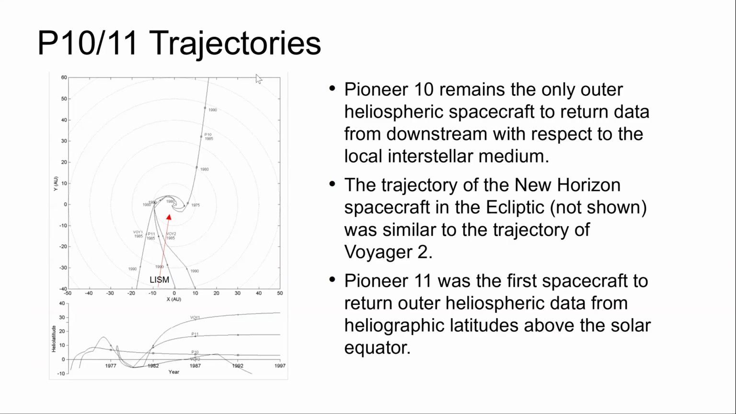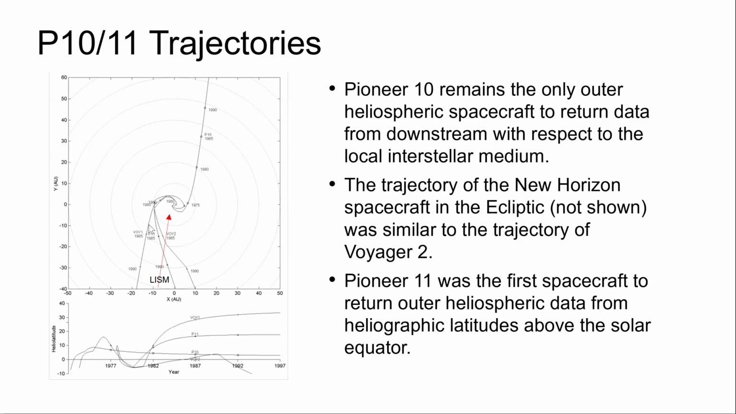The top panel shows Pioneer 10, Pioneer 11, Voyager 1, and Voyager 2 trajectories in the ecliptic plane with the direction of the incoming interstellar medium. The bottom panel shows heliographic latitudes of these four spacecraft. Pioneer 10 was the first, and it remains the only spacecraft to head downstream with respect to the incoming interstellar medium. And unless something changes dramatically, it might be the only spacecraft to explore that region of the heliosphere during our lifetimes and possibly during this century.